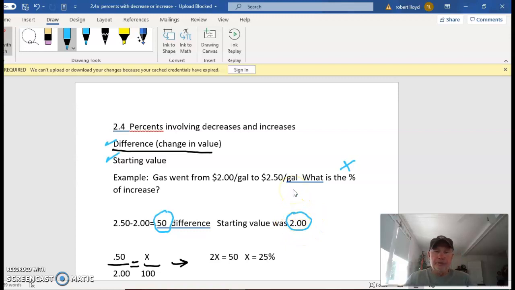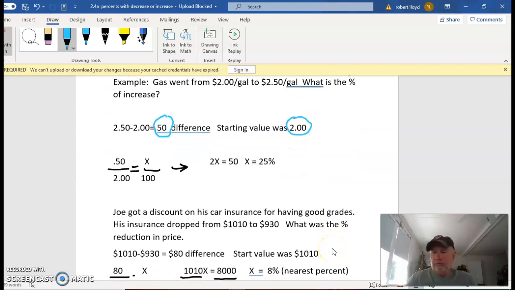So then in our percent equation, we take the difference of 50 cents divided by the $2 equals what percent? X over 100. Then when we do the cross multiplication, we get 2x equals 50. X then equals 25%. So when gas went up 50 cents a gallon from $2 to $2.50, it went up 25%.